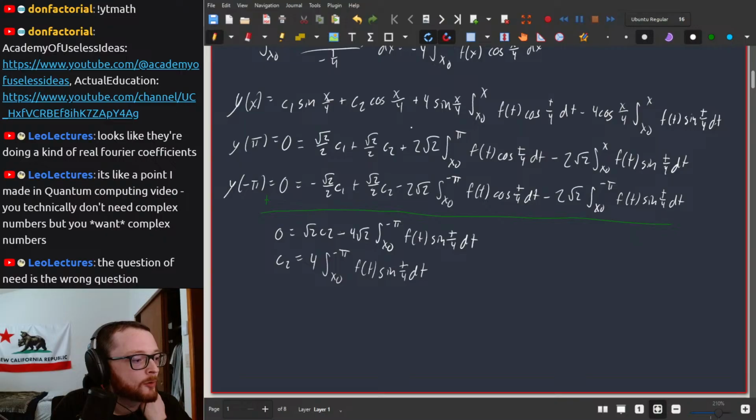It's like a point I made in my quantum computing video. You technically don't need complex numbers, but you want complex numbers. Oh, that's fair.